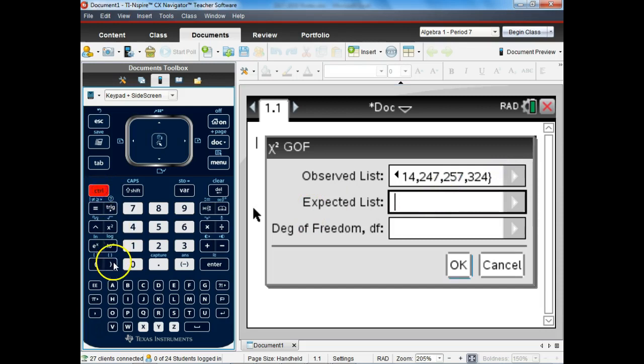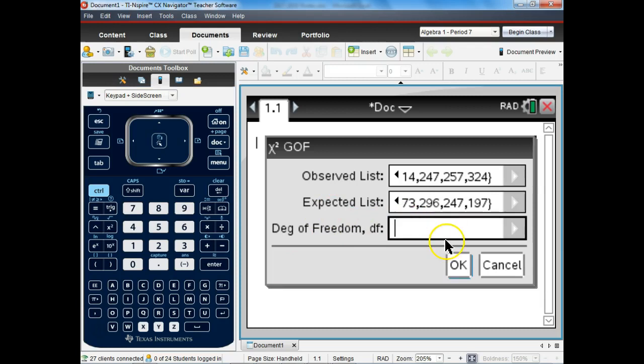Same thing with the expected list, but like I said, you could totally put this in a list and spreadsheet too, but it's a pretty short list. So 160, 160, 173, 296, 247, and 197. Okay. Degrees of freedom, remember, was 5.